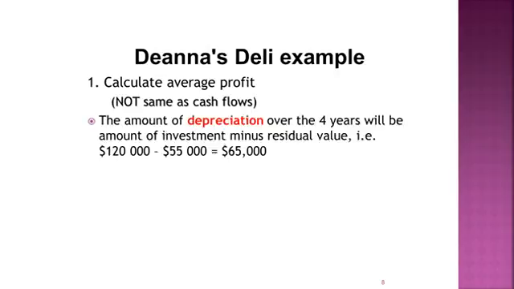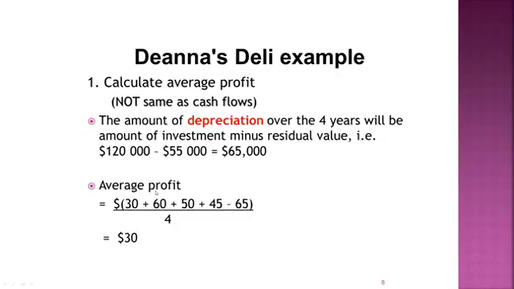The amount of depreciation over the 4 years will be the amount of investment minus the residual value. So in the way that we've calculated depreciation before, 120,000 minus 55,000. So the amount of depreciation over the 4 years will be 65,000.